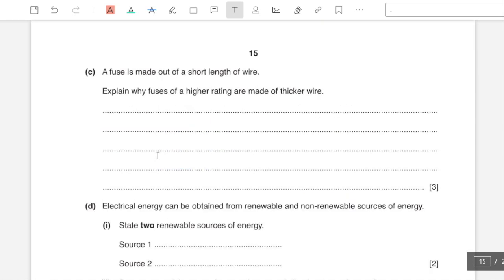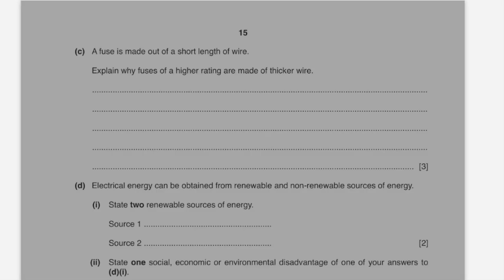A fuse is made out of a short length of wire. Explain why fuses of a higher rating are made of thicker wire. Right, let's have a look at the working of a fuse. It's a wire which melts when current above a certain value is flowing through the wire. And that's because when current flows through a wire, because of resistance, the temperature of the wire increases, and so the wire melts and gets fused.